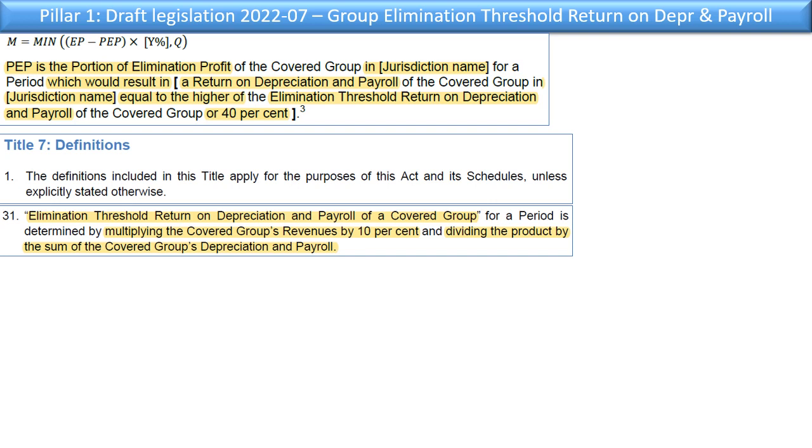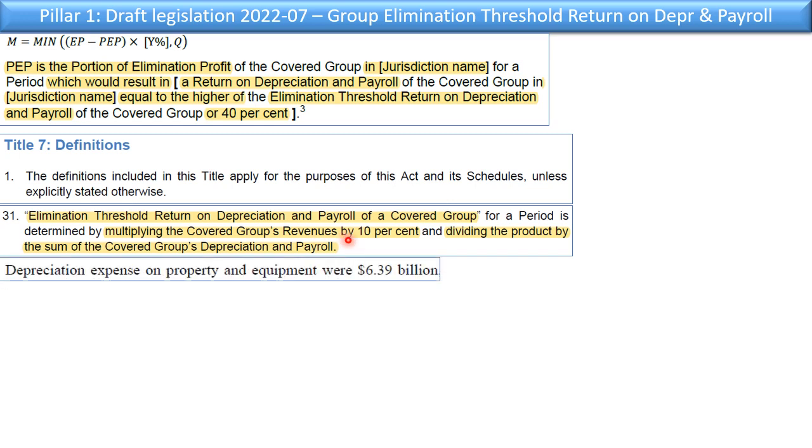And then if we try to figure out what the elimination threshold on depreciation and payroll of a covered group is, it is quite simple. You multiply the covered group's revenues by 10%. So we get back to this, I think it's 8 billion or 9 billion. And you divide that product by the sum of the depreciation and payroll in Facebook.